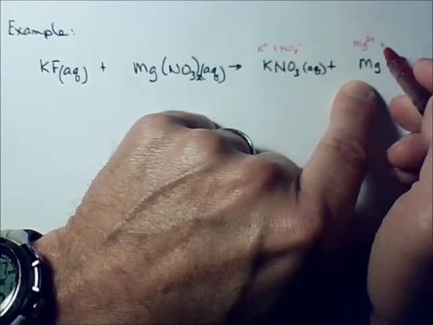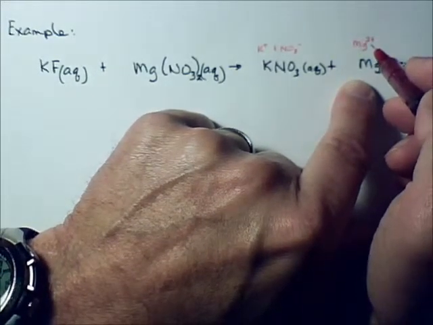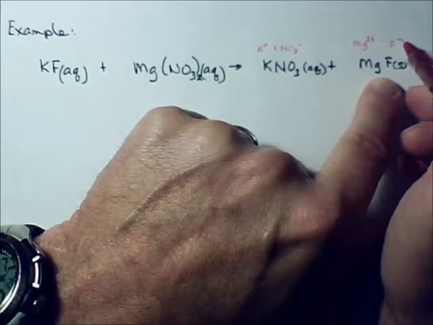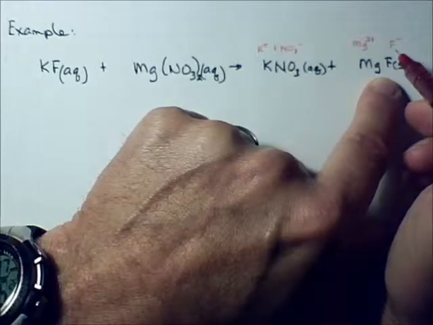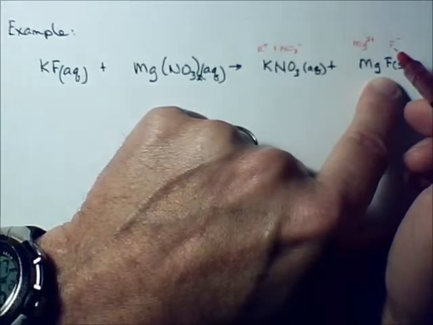2 plus. It's in column 2, and all the elements in column 2 have the same charge, 2 plus. How about fluorine? What's its charge going to have to be? A single negative. It's not 2 negative. Look on the periodic table with oxidation numbers. It says it's 1 negative.